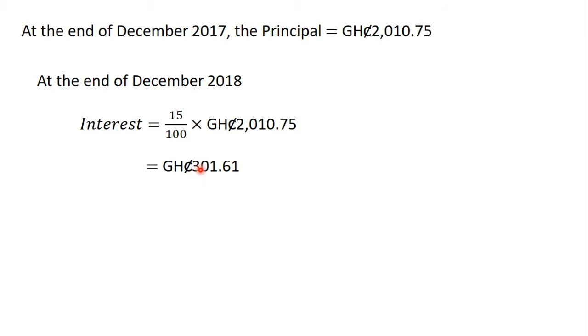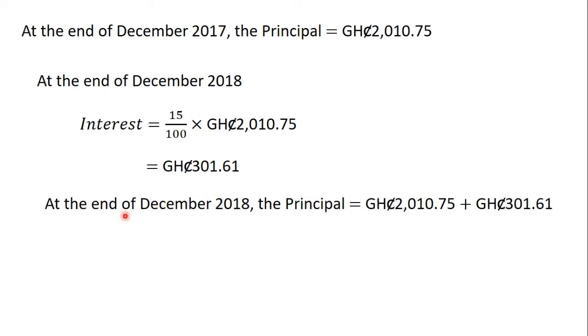At the end of the third year, that is December 2018, the interest is still 15% of the principal, but this time the principal is 2,010 Ghana cedis, 75 pesewas. So the interest is 15 divided by 100 times 2,010 Ghana cedis, 75 pesewas. And this will give us 301 Ghana cedis, 61 pesewas. So at the end of the third year, or December 2018, the interest is 301 Ghana cedis, 61 pesewas.